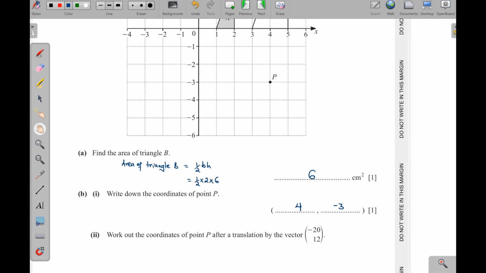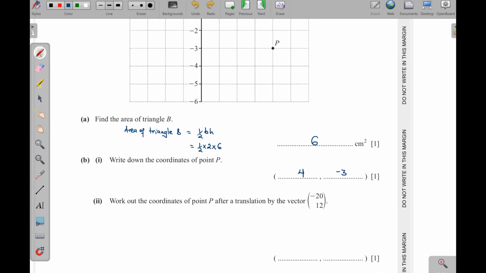Then Roman 2 here, they are saying work out the coordinates of P after the translation vector -20, then 12. That means here we are moving 20 units. So we move 20 units to the left, and 12 units up, because here we have x and y.